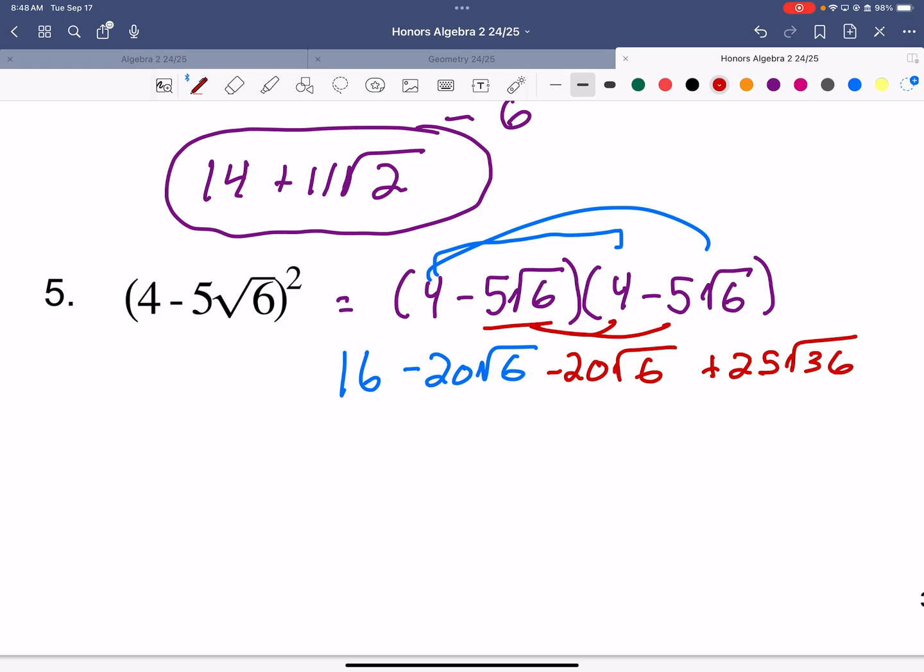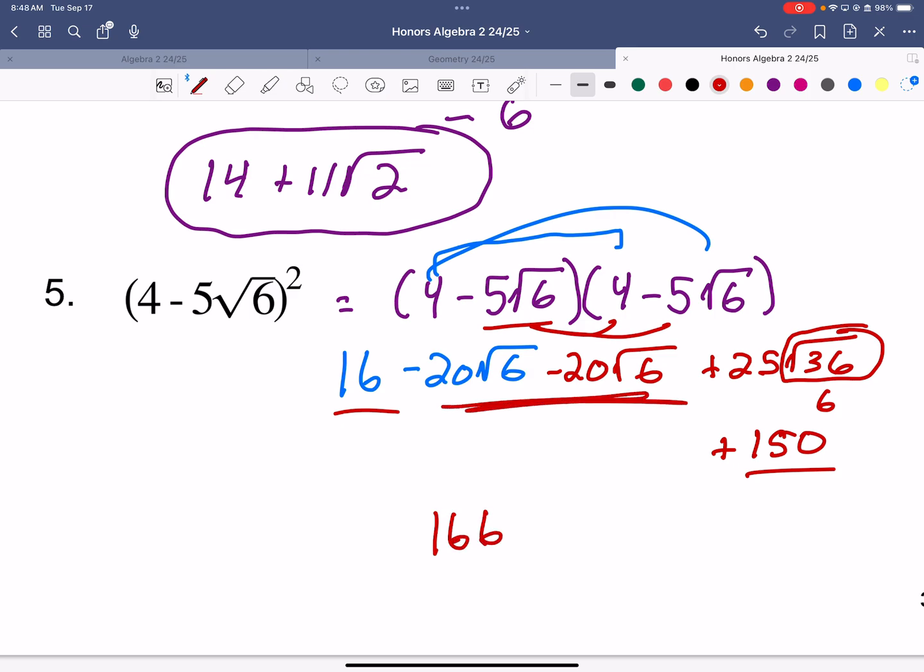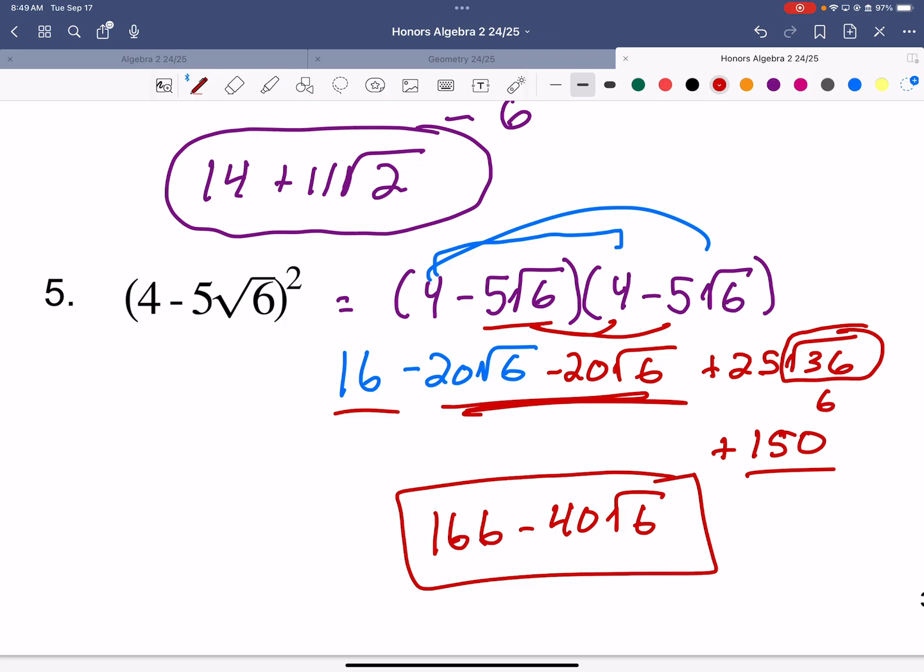Okay, so your first step, 4 times 4 is 16. You got negative 20 radical 6, negative 20 radical 6, plus 25 radical 36. Square root of 36, we know that is 6. 6 times 25 is 150. So we've got 16 plus 150 is 166. These have the same thing underneath. 20 minus 20 is negative 40. Radical 6. That's your solution and you're done.